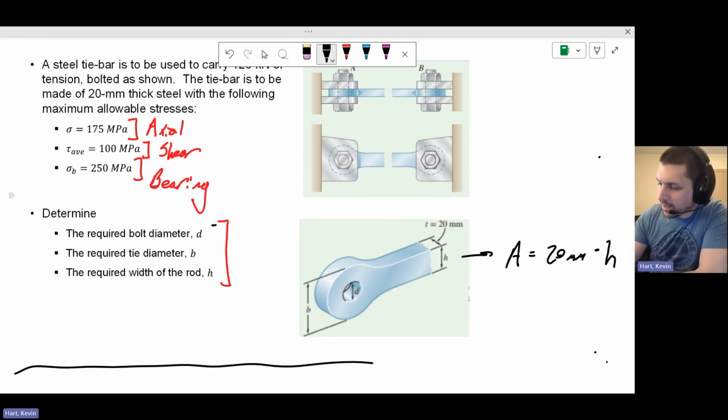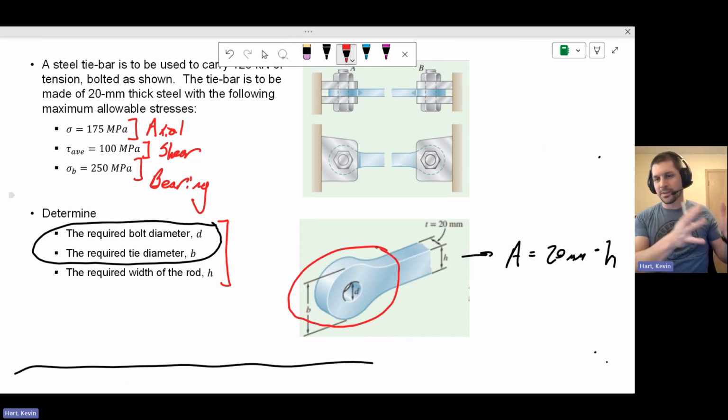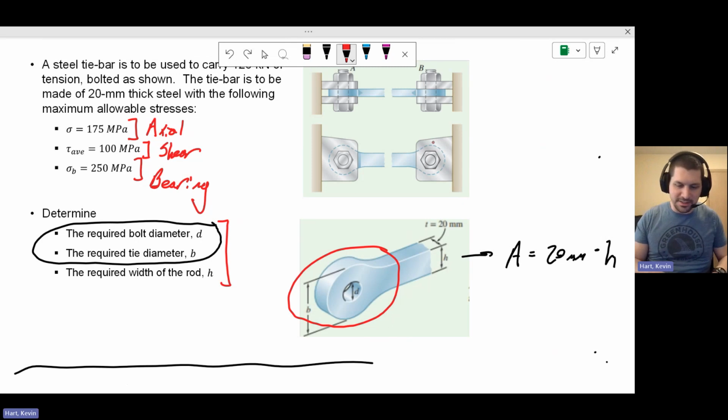Next, we're going to look at the required bolt diameter and the required tie diameter. Both of these have to do with where the pin and the tie rod are interacting with each other. We're going to look solely at the left-hand side, but there's a portion on the left-hand side and a portion on the right-hand side where we have to make this the same on both sides. And these two dimensions are going to be influenced by several things.